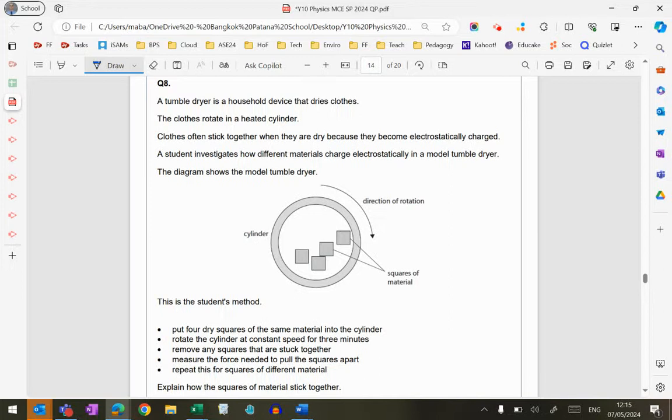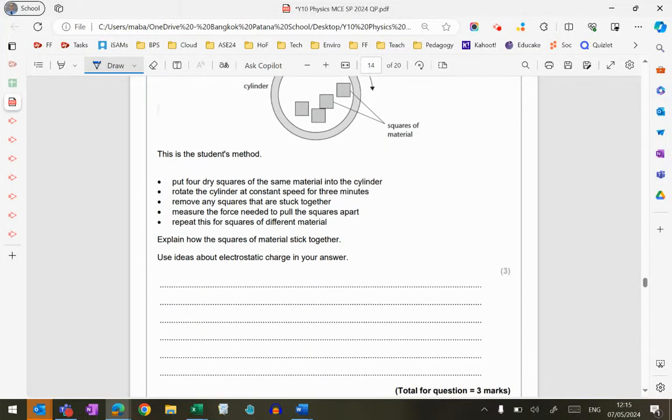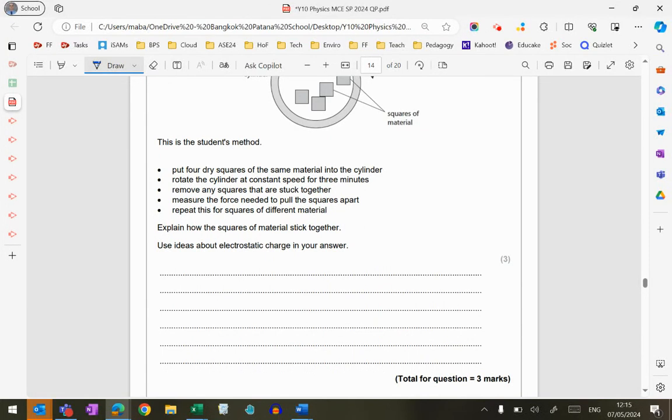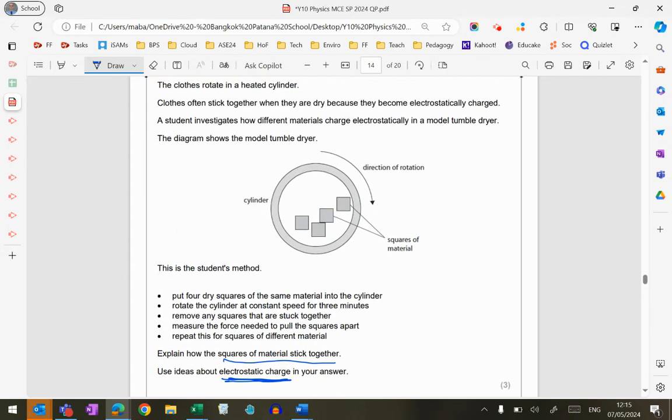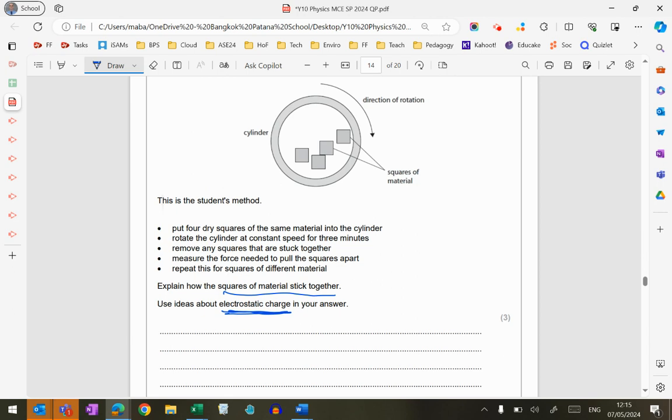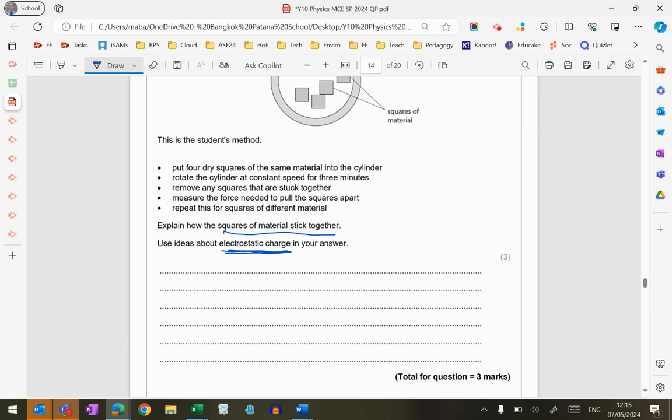All right, so this next question is about electrostatics. It's a 3-marker to explain how these squares of material stick together, and we need to use ideas about electrostatic charge in our answer, right? So the first thing is, if they're sticking together, then they've clearly got opposite charges, right?